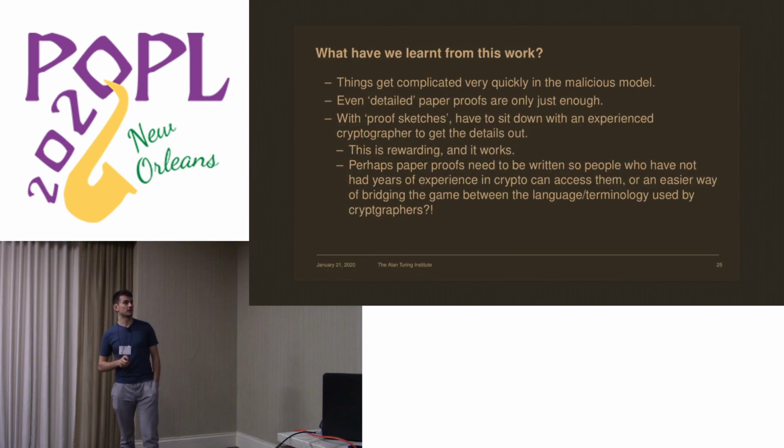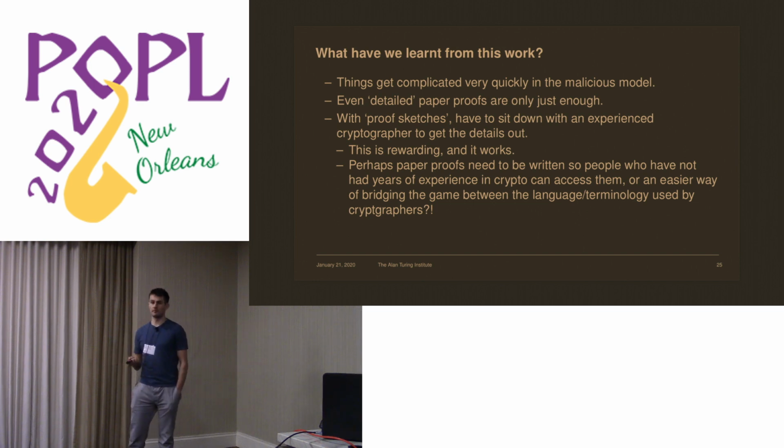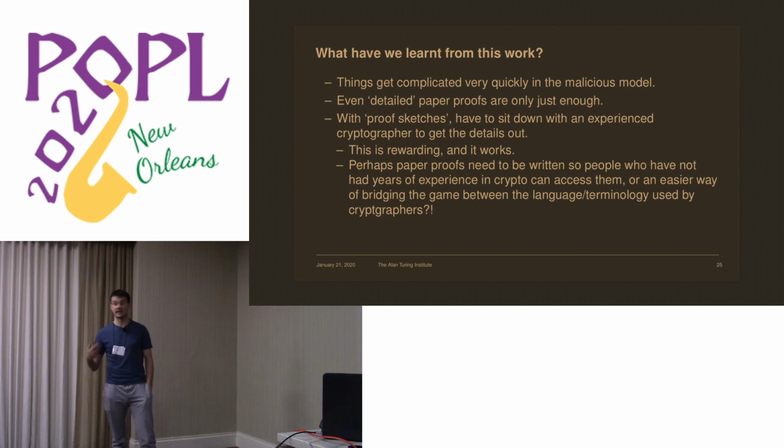So what have we learned from this work? We haven't touched on the malicious model here, and the semi-honest model was okay to do, but we found once we got to the malicious model, things really got complicated more quickly. The reasons for this, probably, are that the protocols get more complicated. The protocols just get longer because you have to do more things. You have to ensure that adversaries that are doing arbitrary things can't damage or learn any information. So things get complicated quite quickly.